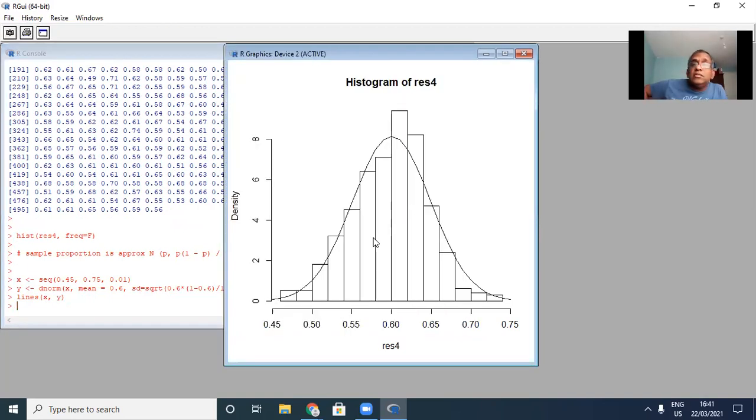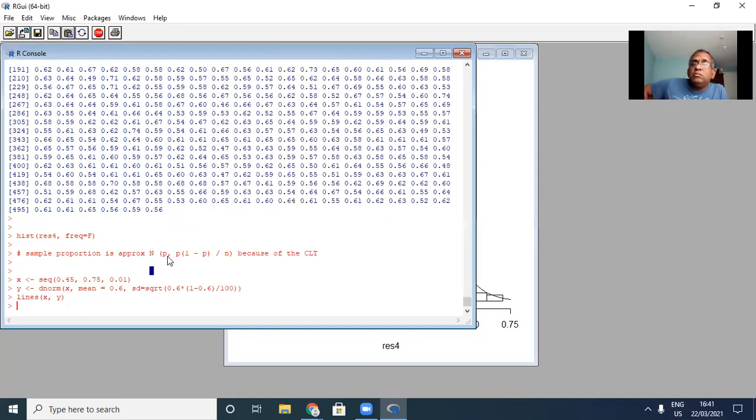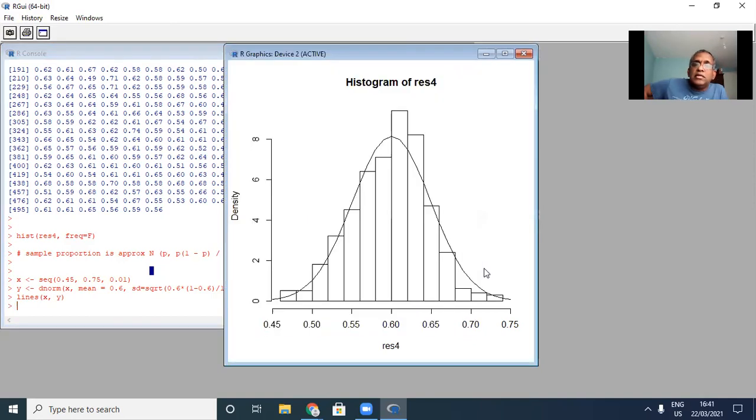And this is what you see. This is another illustration of the theoretical approximation. This time we are approximating the histogram of the sample proportion by a normal distribution with mean p and variance p times 1 minus p divided by n. As you can see, it's a pretty good approximation, because the density that I plotted matches up with the histogram pretty well. So this is for n equal to 100. You can do the same thing for other values of n.